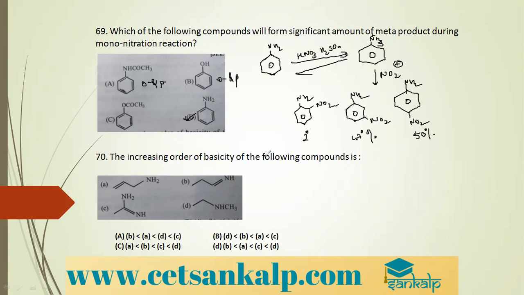Next, the increasing order of basicity of the following compounds. If you look at option A, this is what? Amidines, with an amino group and a double bond. These are some of the options which are being given. So which is the correct option? Increasing order of basicity is being asked. If you look at this compound, it is nothing but an amidine.